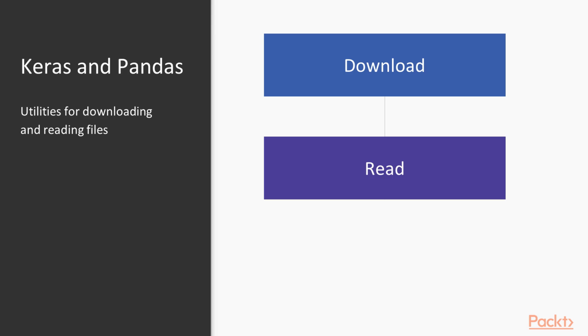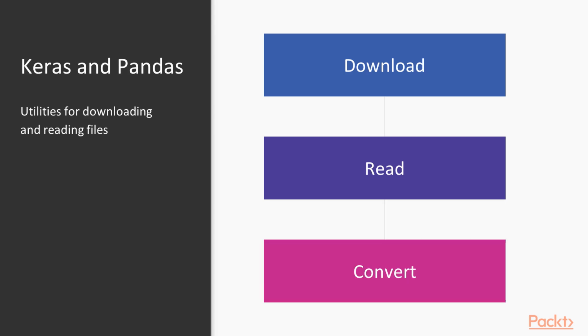Here's a summary of what we learned. You can use keras.utils.get_file to download files and also get a reference to those files. You can use pandas.read_csv to open a text file that is arranged in columns. You'll get a data frame as the result. Thirdly, you can convert data frames to NumPy arrays.